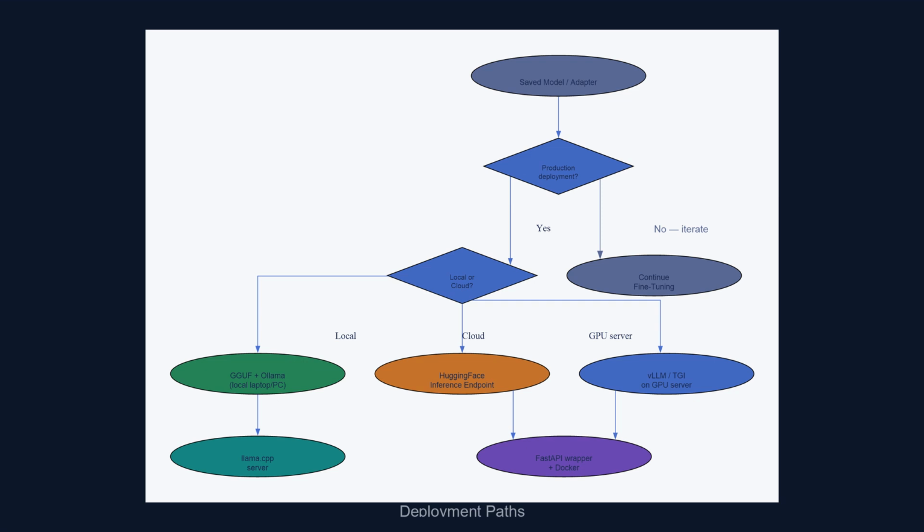For cloud deployment, Hugging Face inference endpoints let you serve your model with a single click from the hub. For higher throughput, a dedicated GPU server running vLLM or TGI gives you significantly better performance under load. If your model isn't ready for any of these paths, if evaluations reveal problems you need to fix, the answer is to iterate: go back to training with better data or adjusted hyperparameters, and run through the save and evaluate cycle again. Deployment is a destination, not a deadline.